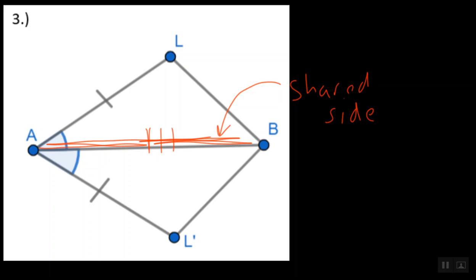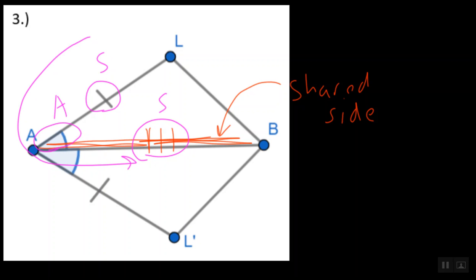Okay, so what information do we have? Well, we have a side, we have an angle, and we have a side. And remember, as we go around this triangle, we say that these are congruent by side, angle, side. Easy. Okay, let's move on to our next example.